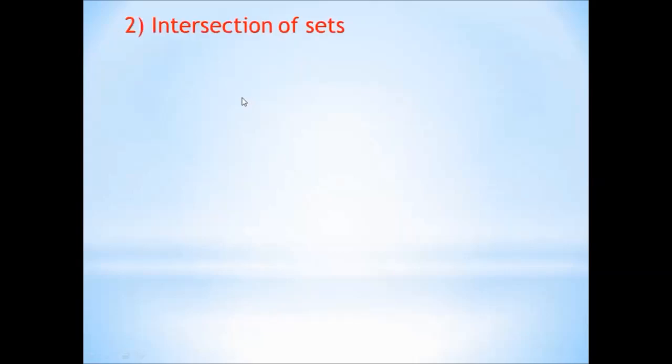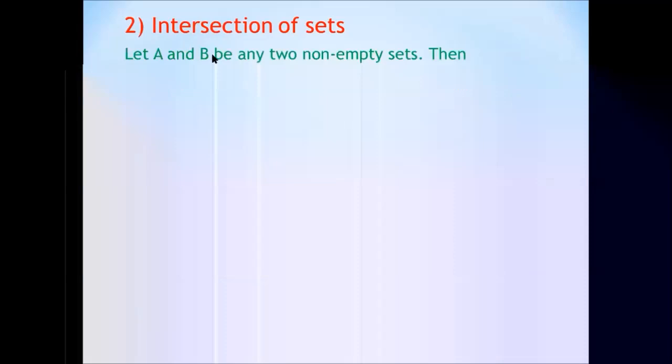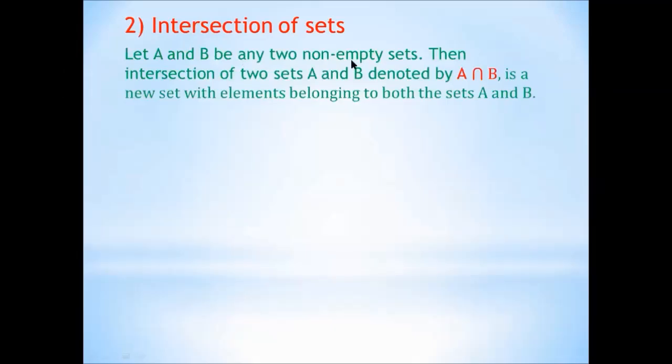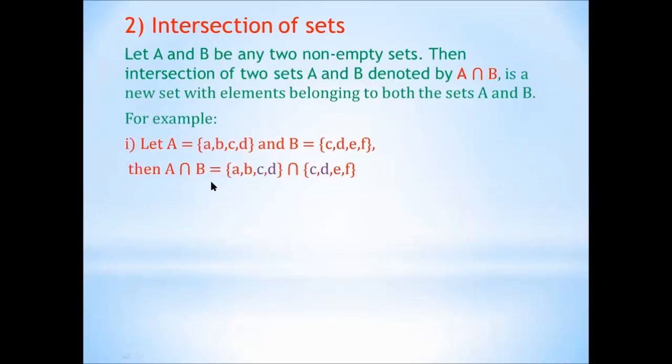Now, intersection of sets. Let A and B be any two non-empty sets. Then the intersection of two sets A and B, denoted by A intersection B, or you can say A cap B, is a new set with elements belonging to both the sets A and B. For example, let A equal a, b, c, d and B equal c, d, e, f. Then A intersection B equals a, b, c, d intersection c, d, e, f. You can see c, d are common, so the new set is c, d. In A intersection B, we write only the common elements.